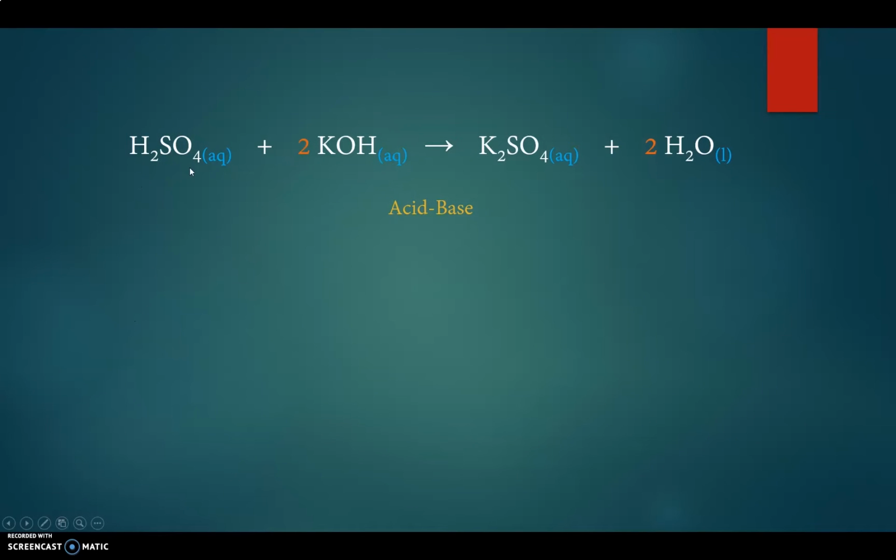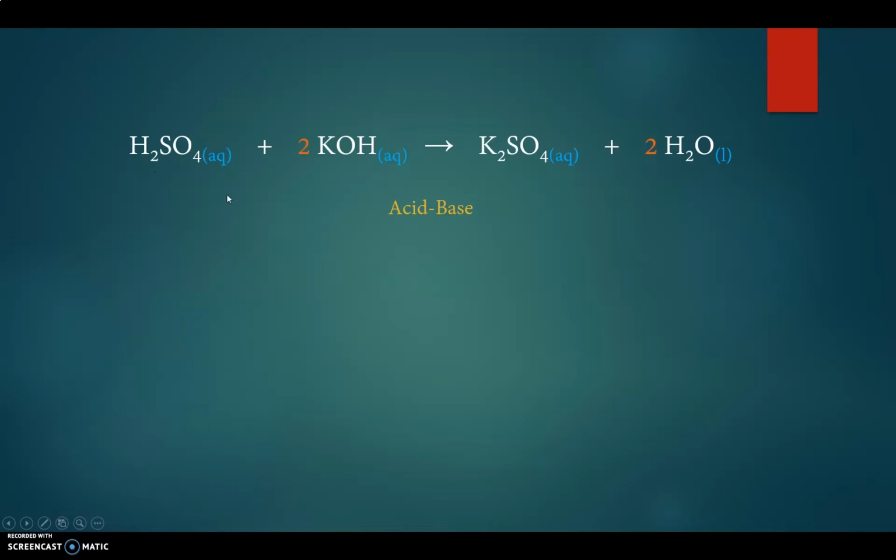H2SO4 is, of course, sulfuric acid, and KOH is potassium hydroxide, so we have an acid and a base, which means it's got to be an acid-base reaction. To figure out the products, the potassium will go with the sulfate, and since potassium is a +1, we would need 2 of those to go with the sulfate, and then of course the H's and the OH's go together to form H2O.